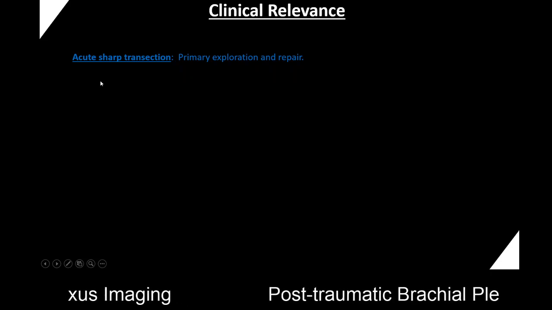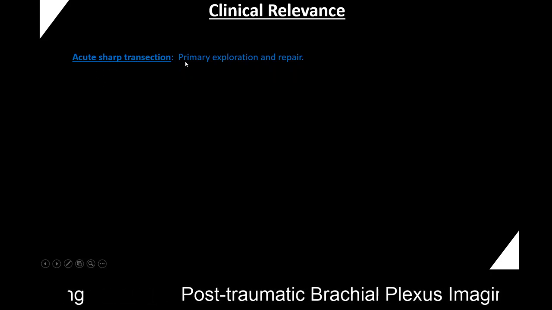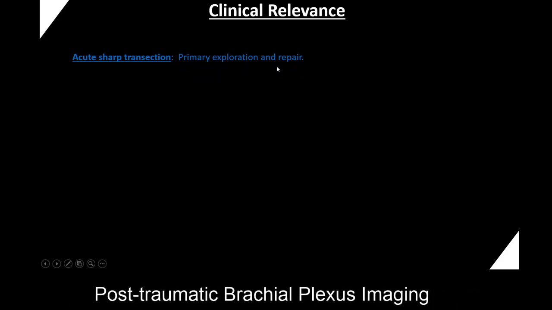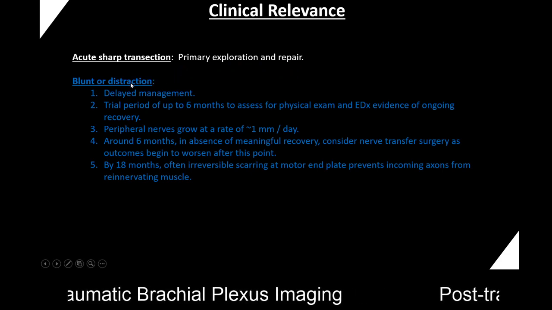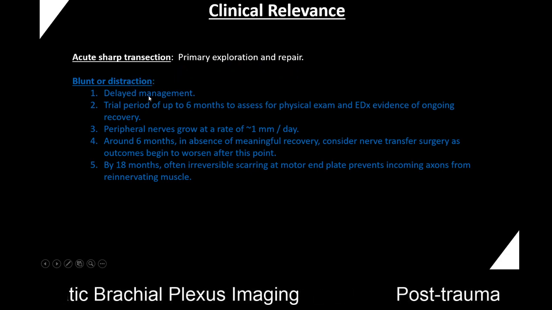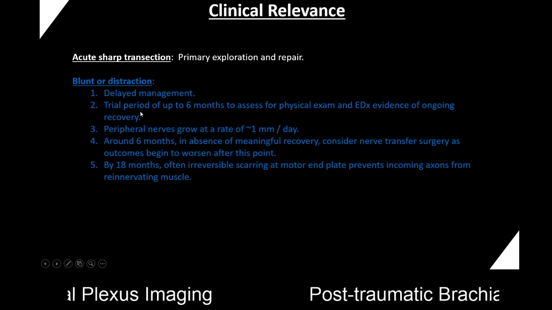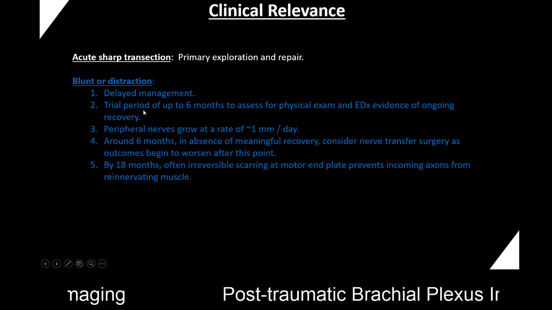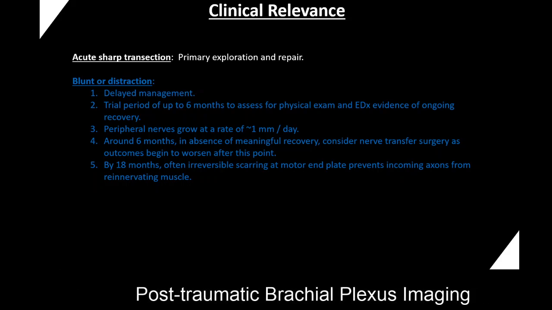So the clinical relevance: acute sharp transections, such as a stab injury, you may have a surgeon who goes in, primarily explores and repairs the nerves right then and there. But the majority of these end up being blunt or distraction or compressive type injuries, and so typically delayed management is what's done. The surgeon and neurologist will typically give a trial period of up to 6 months to assess for physical exam and electrodiagnostic evidence of ongoing recovery.